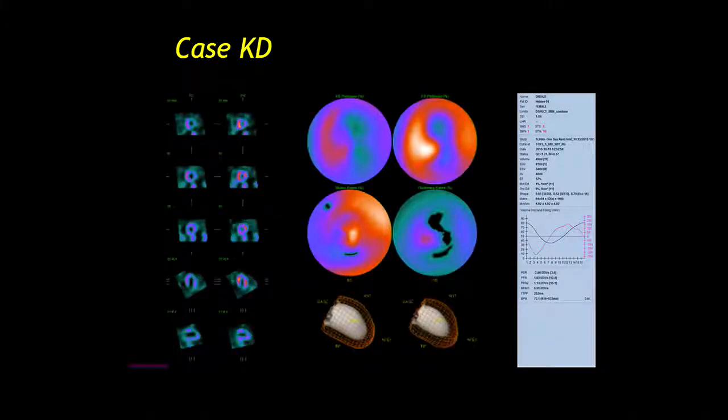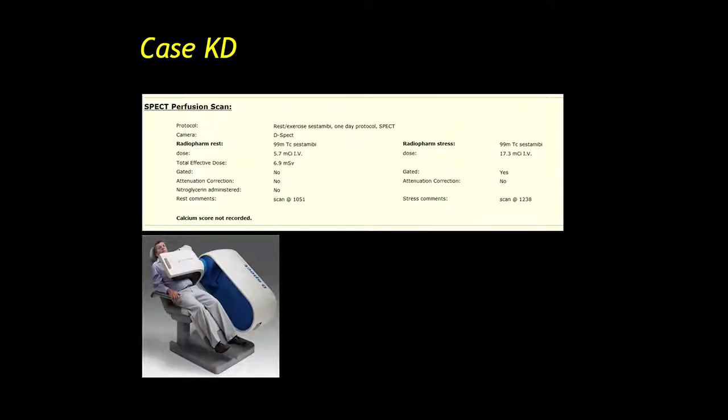Now, when you look at the functional data, you get a quantitative and highly reproducible measure of ejection fraction. You see the slight paradoxical, postoperative paradoxical septal motion there. And of course, you can identify individual areas of regional wall motion abnormality that correspond to the areas of myocardial infarction. Now, this particular patient was scanned on a CZT crystal camera. We report doses in our final report, and this is directly from the report. You can see that the total effective dose was just 6.9 millisieverts for a very high-quality study.